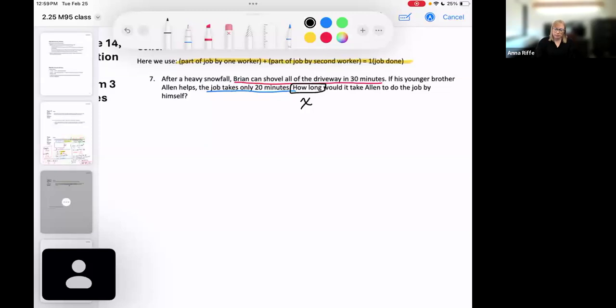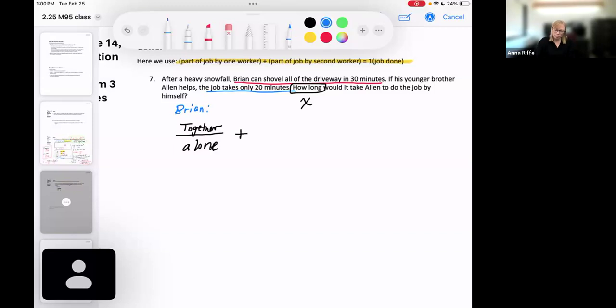We can set this up as part of the job by one worker. So that would be the ratio of, okay, how long does it take them to do the job together, and then how long does it take, say, Brian to do the job alone? What essentially that will give me is how much of the job Alan could have completed in a given amount of time alone. How much of the job, if they worked together, would Brian complete?